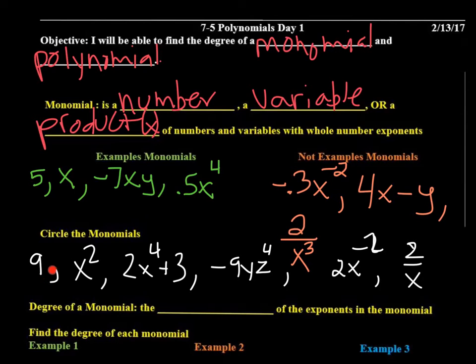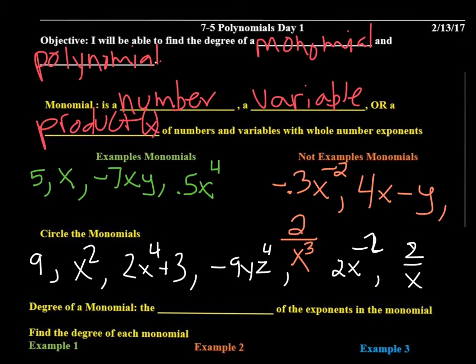Alright, so I have 9x squared, 2x to the 4th power plus 3, negative 9yz to the 4th power, 2x to the negative 2nd power, or 2 over x. So pause the video for just a minute. I want you to try your best and circle the monomials, and then press play and see if you circled the same ones I did.